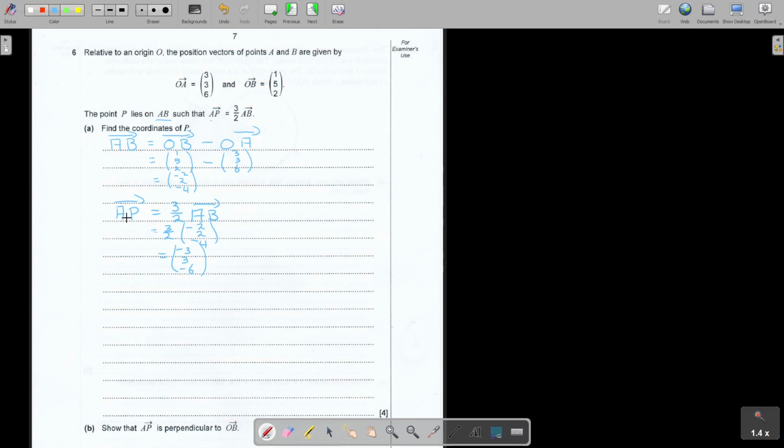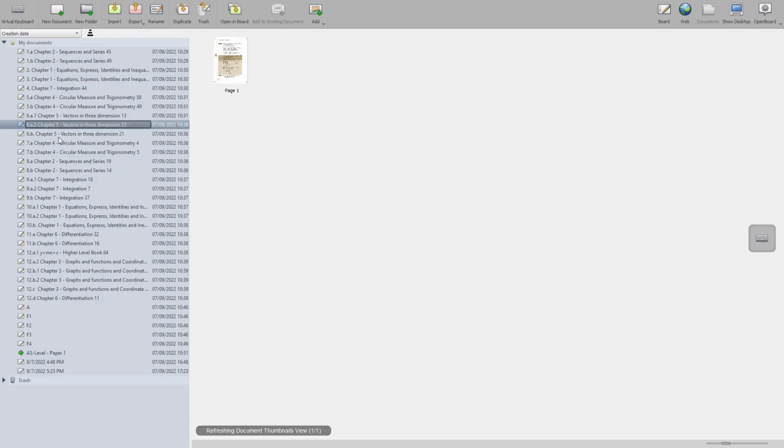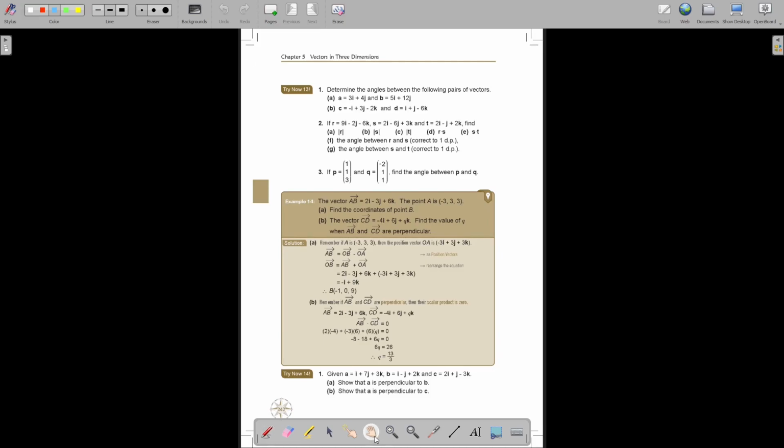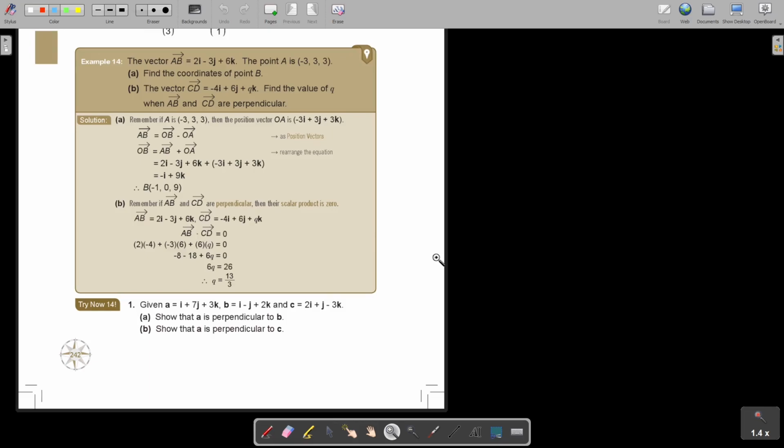But now I must find the coordinates, and I want to take you again back to the textbook. Let's just see, the second part I want to take you to is this one. And I'll show you now why I'm taking this one.